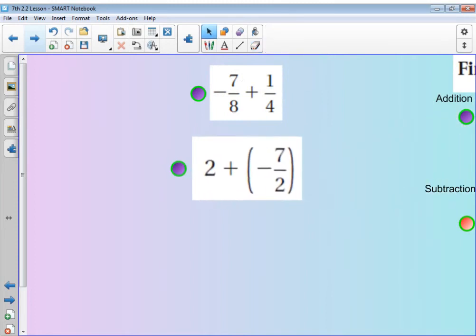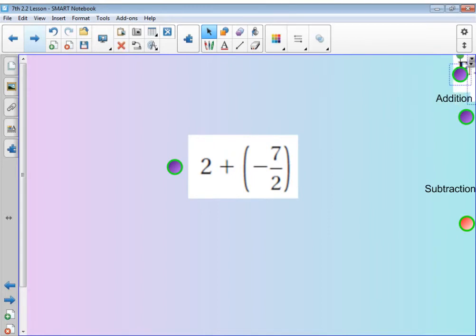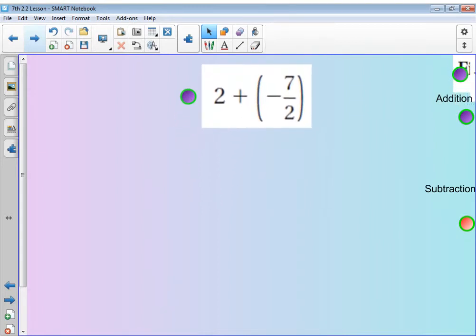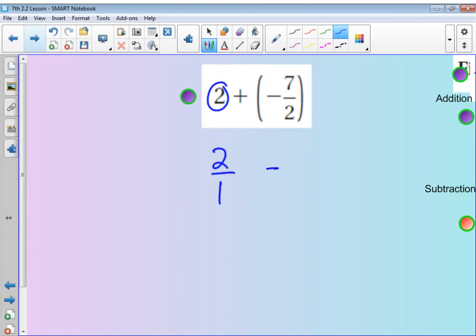I want you guys to try this one. I'll help you get it set up because here we're working with a whole number. When you set this up, this 2 is really 2/1 because we are working with fractions. And then we have plus a -7/2. So I'm just going to do -7/2. Okay, this is a positive versus a negative.